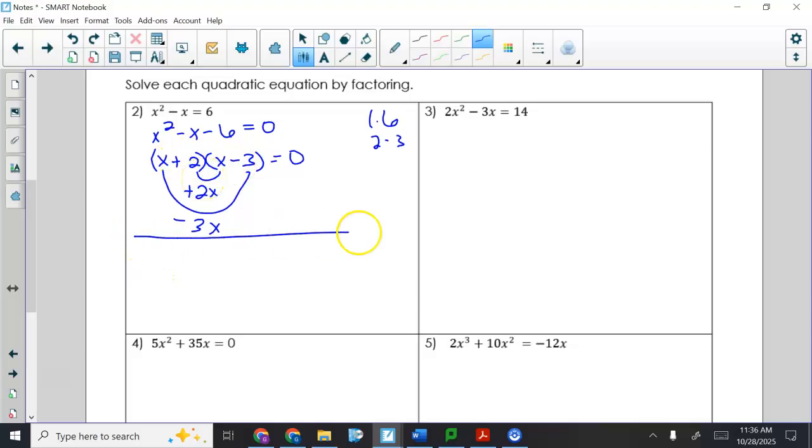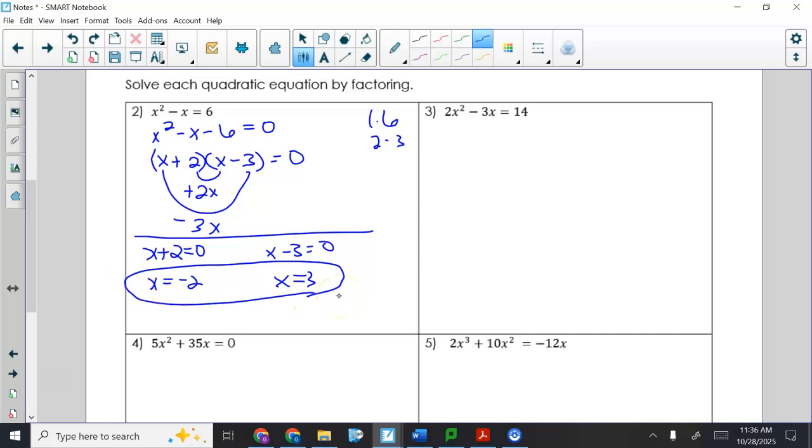So then I set those each equal to 0. X plus 2 equals 0. X minus 3 equals 0. So x equals negative 2. X equals 3. All right, number 3, now we have a lead coefficient. So these are going to be more like what we did yesterday. These ones are going to be a little bit tougher.